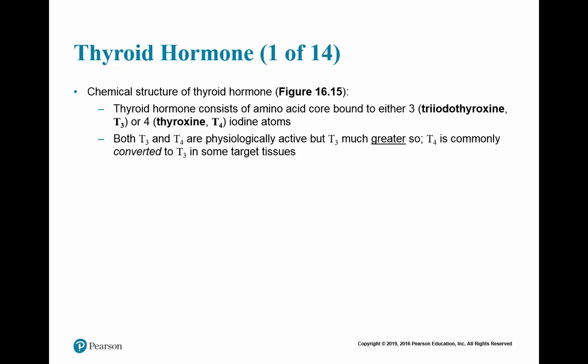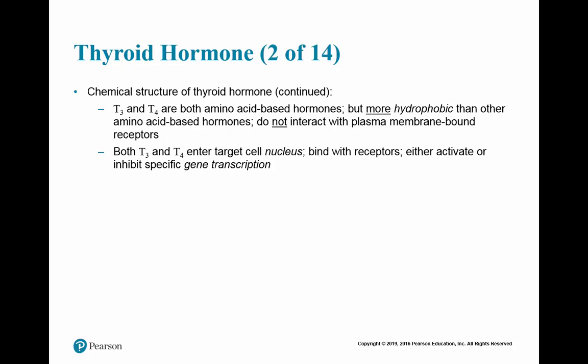Now, going back to the thyroid hormone. It consists of an amino acid core, and it's either going to be bound to 3 or 4 iodine atoms. 3 would make T3, 4 would make T4. Both of those are active physiologically, but T3 is more active, and a lot of times T4 is converted into T3. And they're both amino acids.